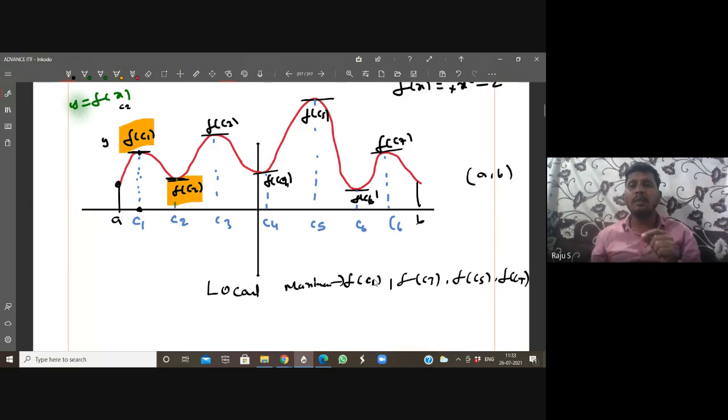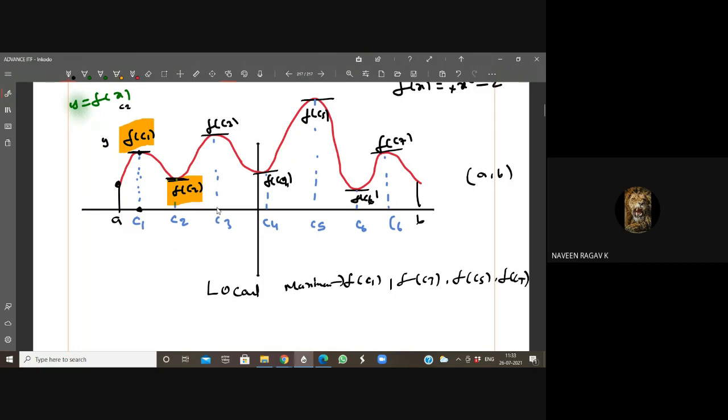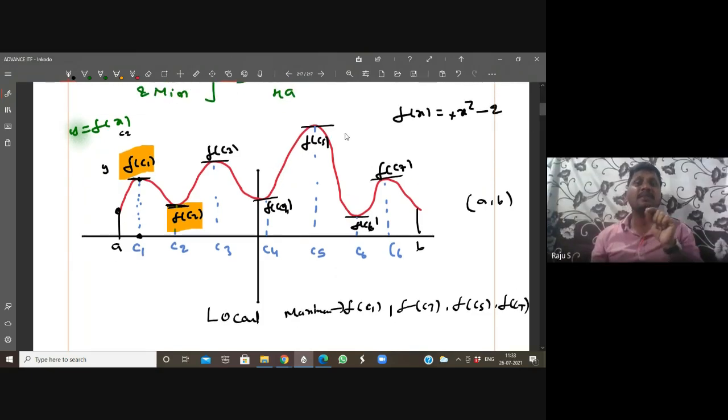Among all these, f of C1, C3, C5, C7, which value will be the highest? Yes, C5. f of C5 will give the highest value. Am I right? This f of C5 is called absolute maxima. There may be more than one local maximum, but there is only one absolute maxima. Whatever the greatest value among all the maximum values, that is called absolute maxima. The remaining are all called local maxima.